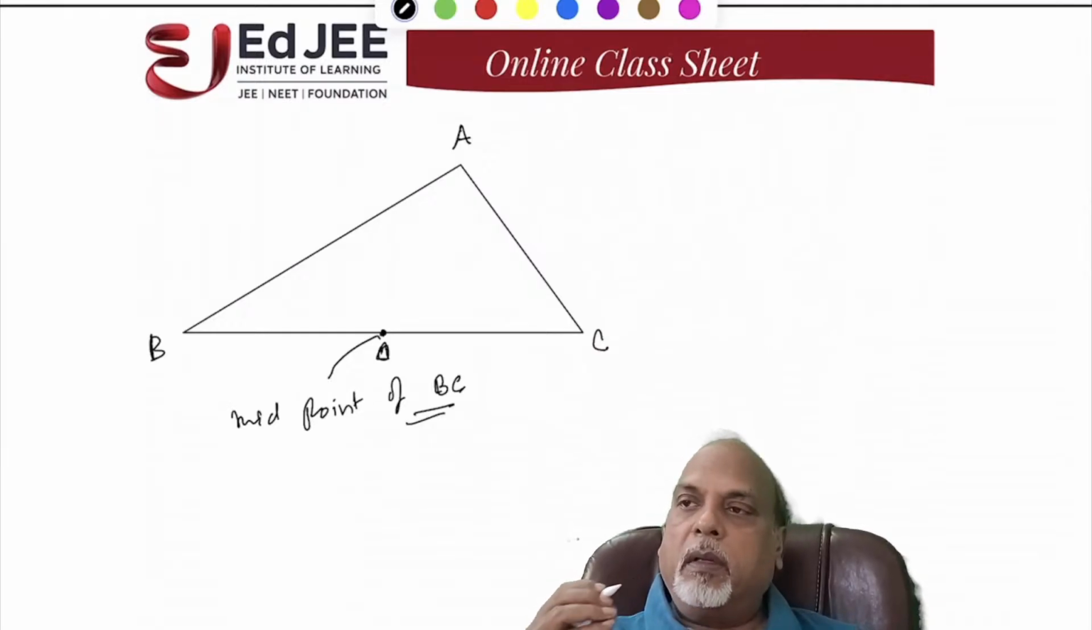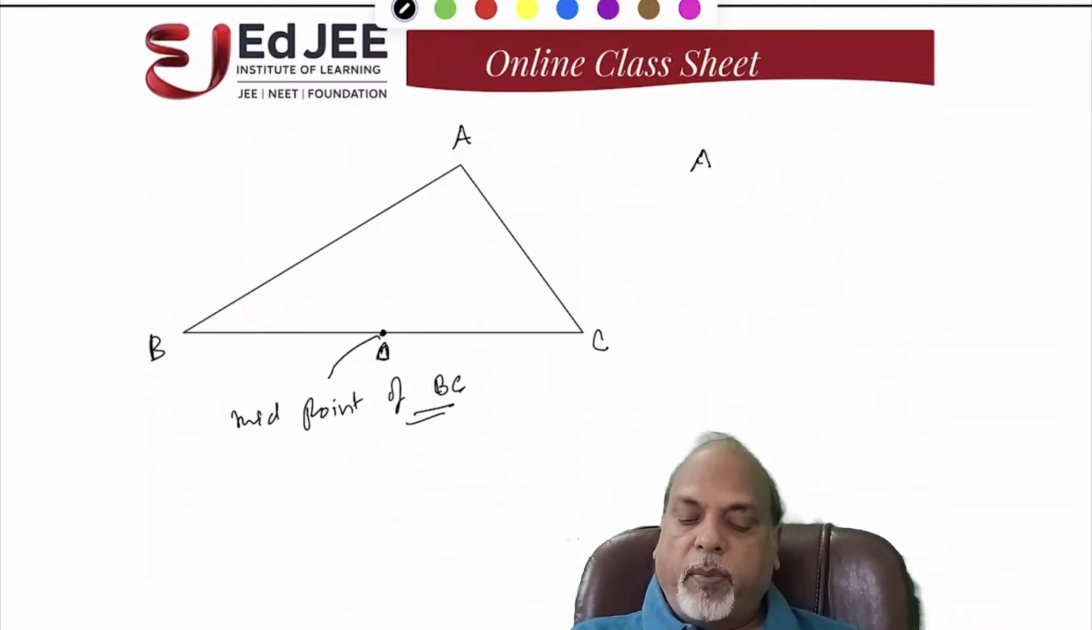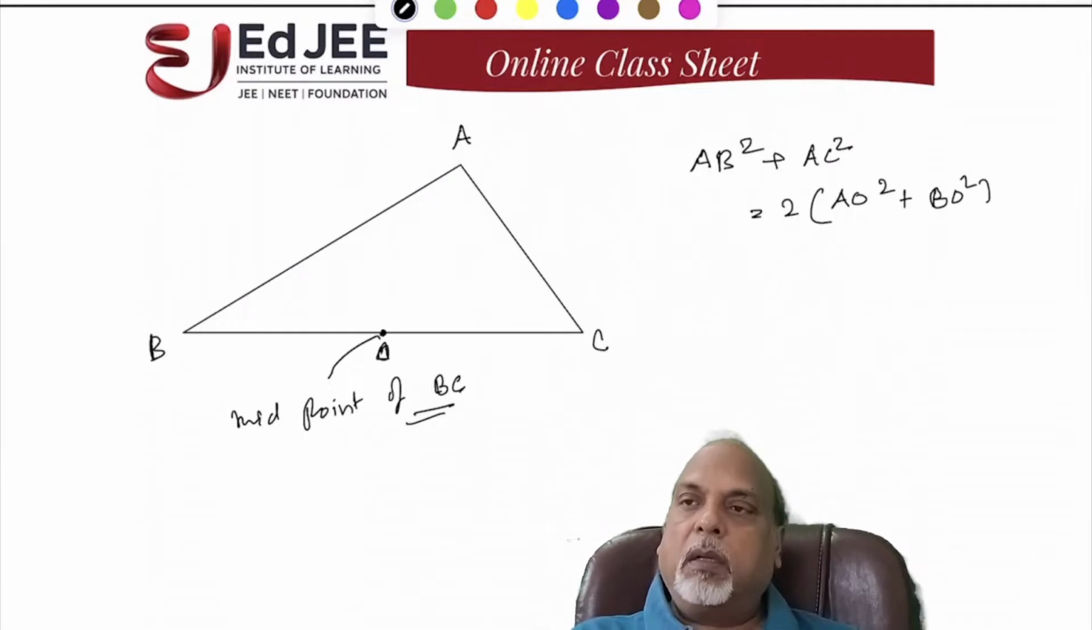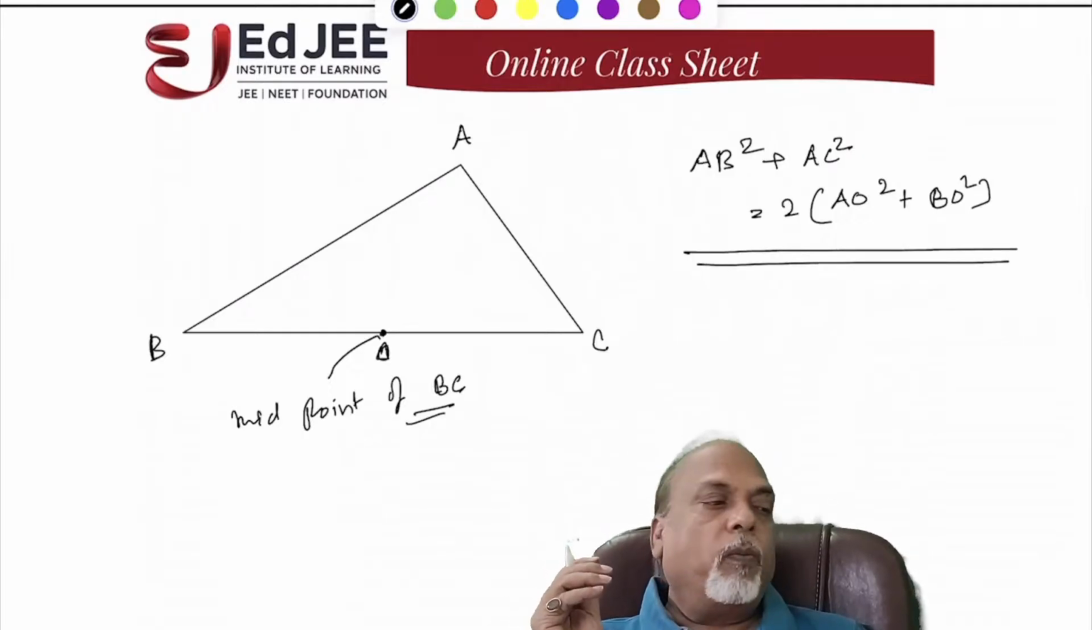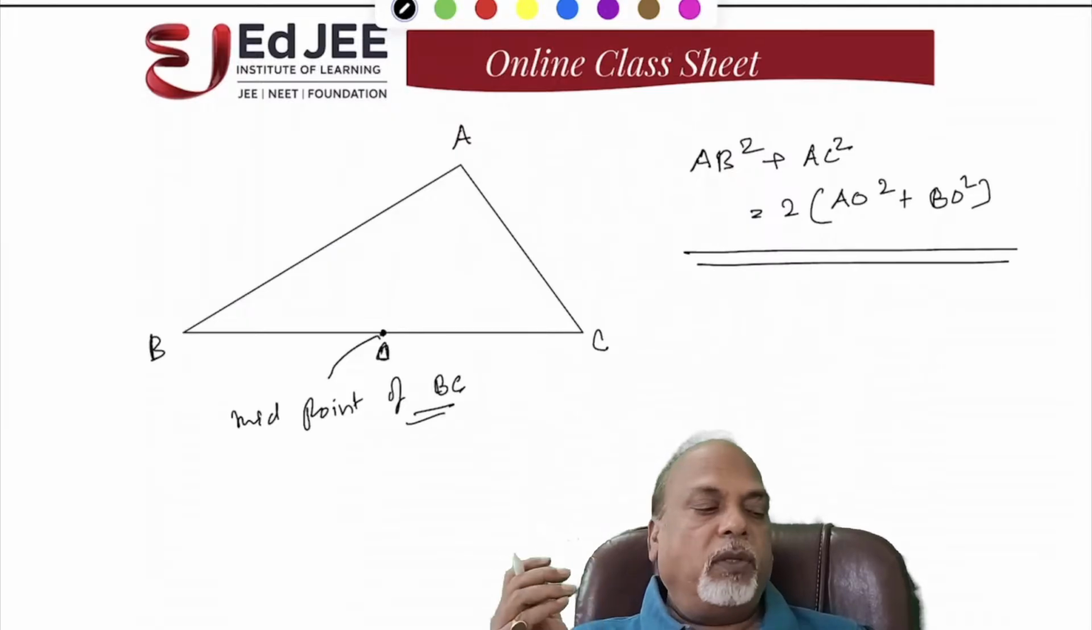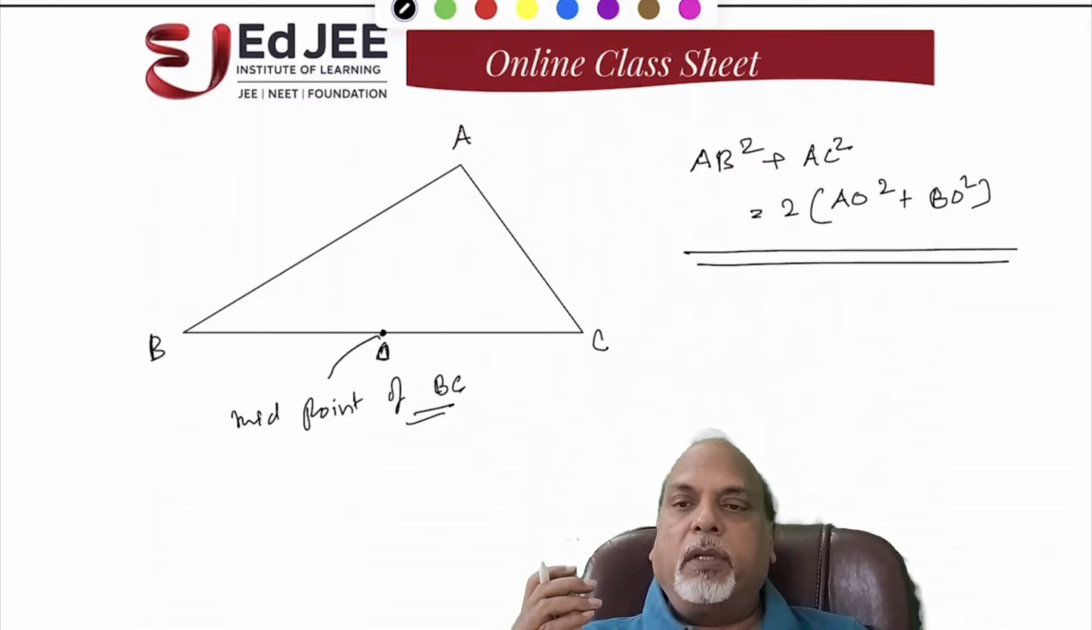Correct. Now if I ask you, prove AB square plus AC square is equal to 2 AO square plus BO square. You have to prove this. How to prove this? Let us see.